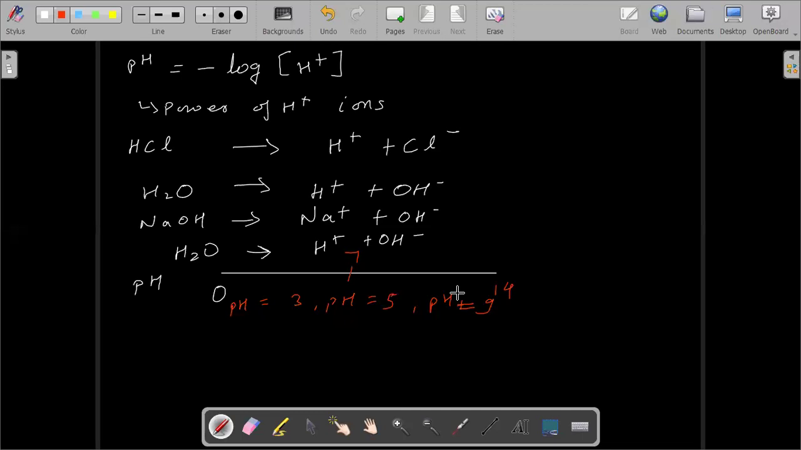pH equals 3, sir. Yeah, pH equals 3 will be a stronger acid, as a smaller value of pH means a high amount of H plus ions. Okay, so therefore it's an acid. And the substances which have pH greater than 7 are the bases.